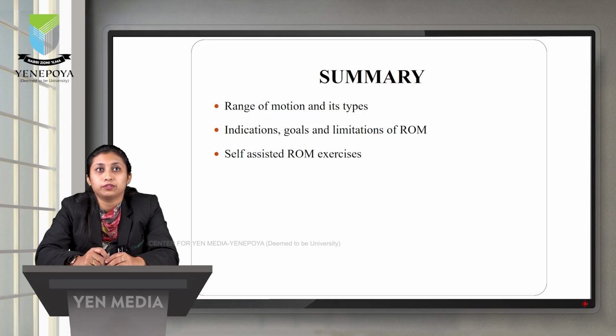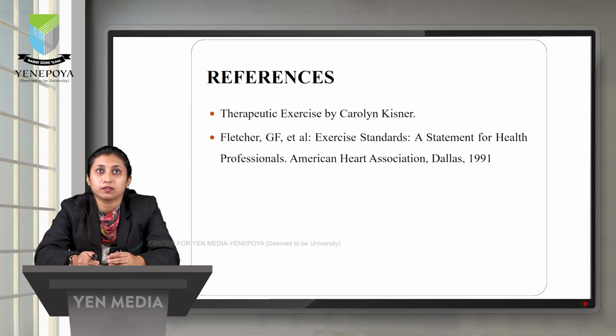This is a summary of the topic, that is range of motion and its types, that basically has the full motion possible, and the types are active, passive, active assistive, their indications, goals and the limitations, and the self-assisted range of motion, that is basically wand exercise or T-bar exercise, overhead pulley exercise, finger ladder exercise and skateboard or powder board exercise. These are the references, that is Caroline Kisner and an article. You can refer to these. Thank you.